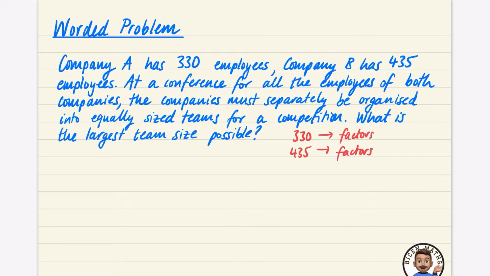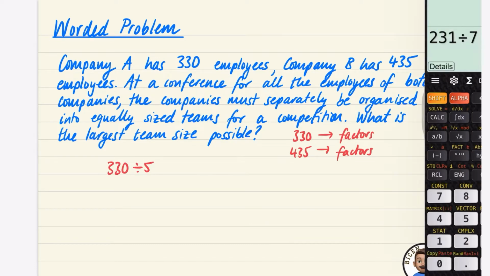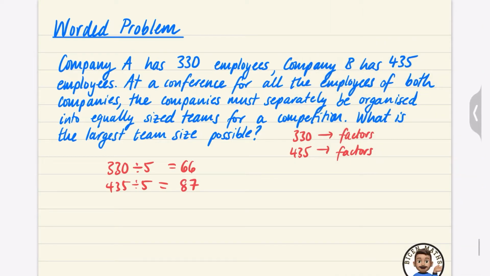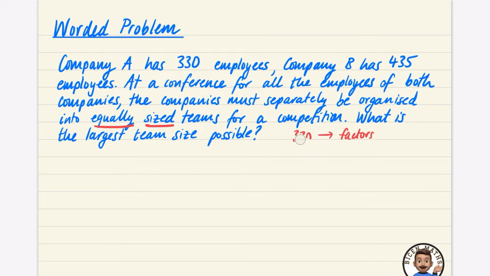We could split the 330 into teams of 5. If I do 330 divided by 5, we could do 5 teams of 66. And with 435, if I divided it by 5, I could have 5 teams of 87. But then the teams would not be equally sized. So I need to find out what factors they have that would create equal sized teams. And what we're actually going to be doing here is finding the highest common factor.